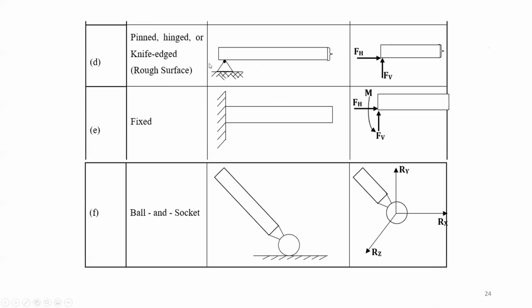And if you have a pin support, like I said earlier, you have two forces, one in the X and then one in the Y, as shown. And then if you have a fixed support, this is what we call a fixed support, that one you have two forces, one in the X, one in the Y, and you also have a moment about that point. And if you have a ball and socket support, then we have three reactions: RX, RY, and RZ. These ones are normally seen in 3D.